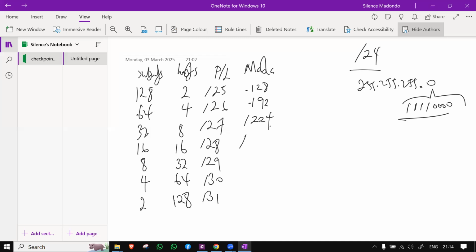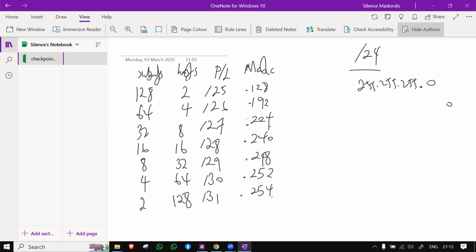/28, 224 plus 16, 240. /29, plus 8, 248. /30, 248 plus 4, 252. /31, 252 plus 2, 254. Is this correct? 248 plus 4, 252. I think this is correct. If not, we get there.